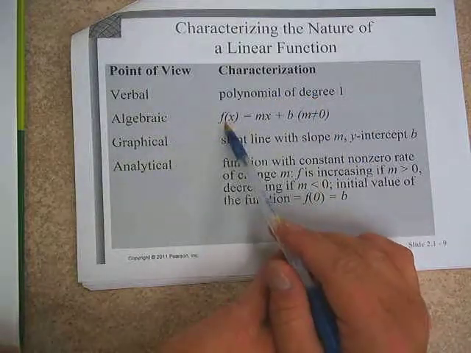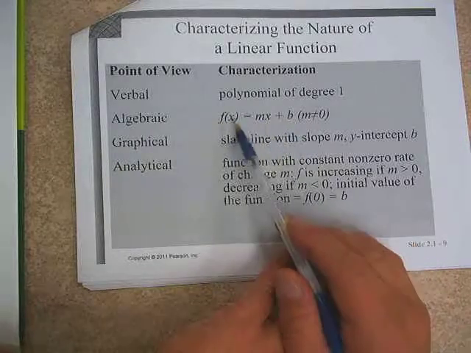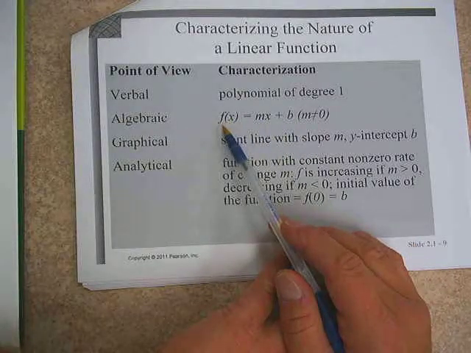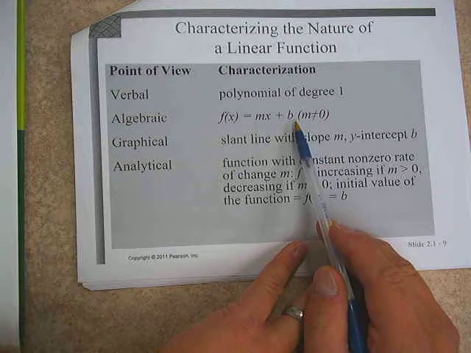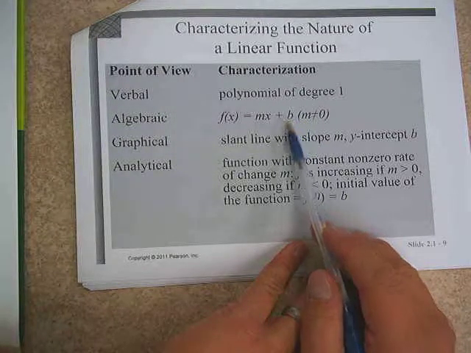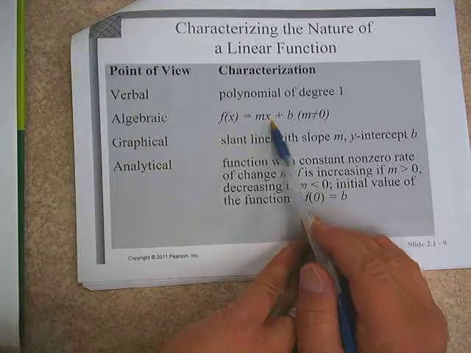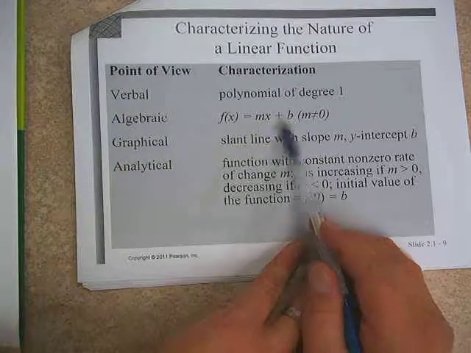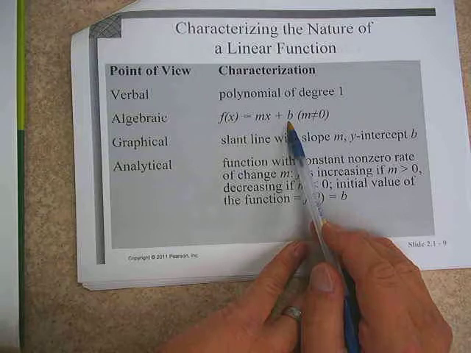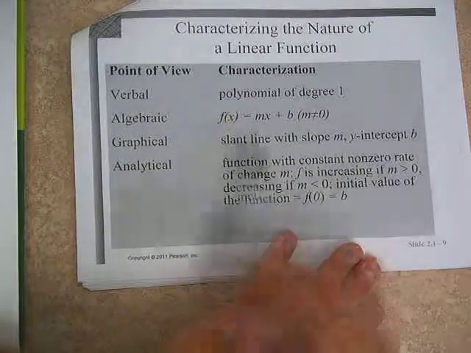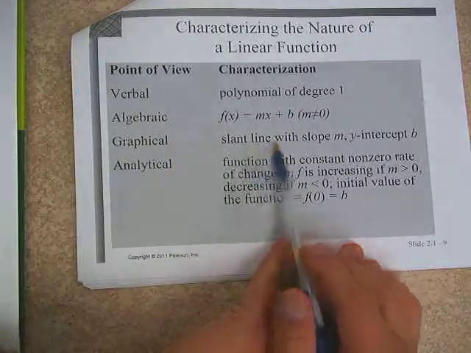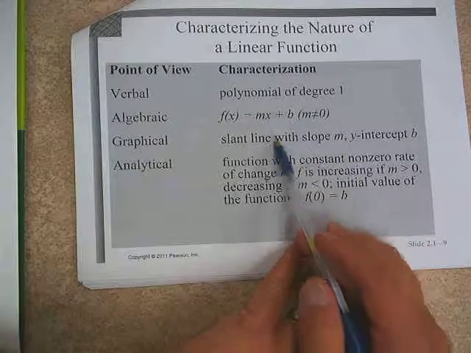Algebraically, we have several different ways we can write the function. If we want to write it in terms of y, or f of x, if you will, though, we're going to need everything on the same side. So therefore, point-slope form, we would need to transform that a little bit. The best bet here is to write it in y equals mx plus b form, so we can see the slope and see the y-intercept. Graphically, as we talked about, it's a slant line with a slope m and a y-intercept of b.